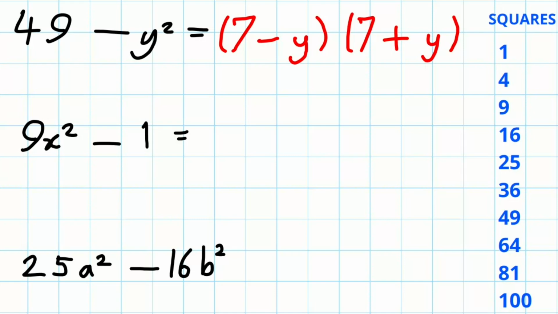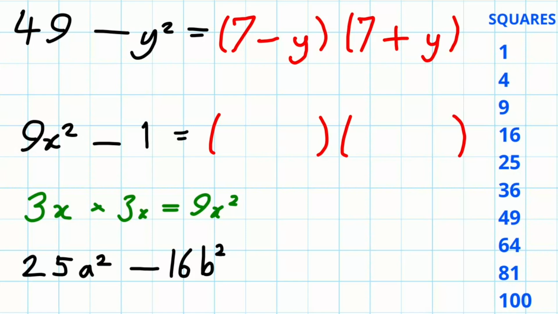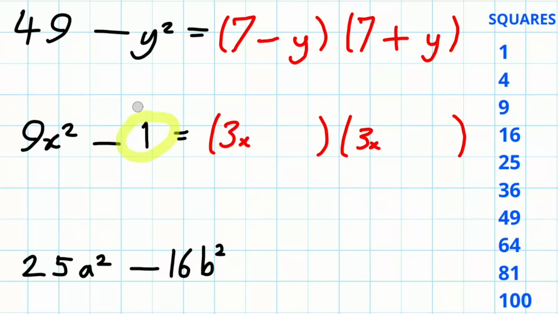So let's look at the next question. 9x squared minus 1. We have a number before the x squared, but x squared is a square, and 9 is a square, and therefore 9x squared is a square. 1 is also 1 squared. So we write two brackets, and at the beginning we think, what do you square to get 9x squared? Well, 3 times 3 would give you 9, and x times x would give you x squared. So the answer is 3x. We put 3x at the beginning of both brackets. To get 1, it's 1 times 1. So we put 1 at the end of both brackets, and in one of the brackets we put a minus, in the other bracket we put a plus.